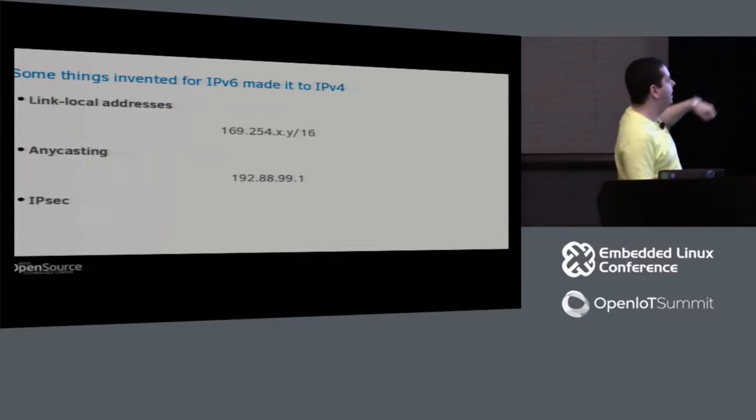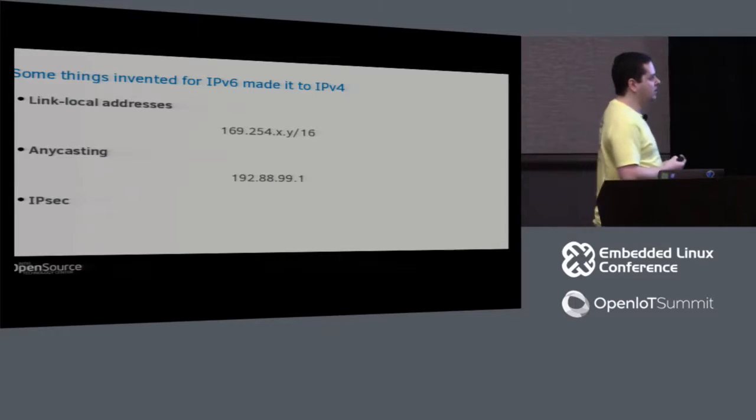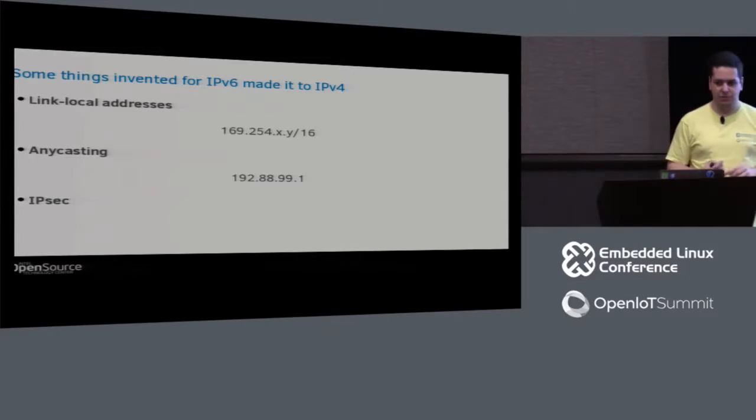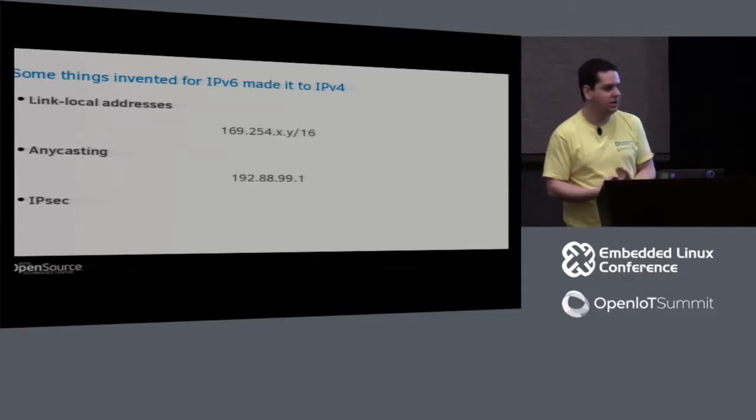IPv6 is not the same. Another one is anycasting. I'll show again anycasting a bit later. So it looks like a regular address, but it means that it might actually reach different destinations. This came out of IPv6. And like I said, IPsec.